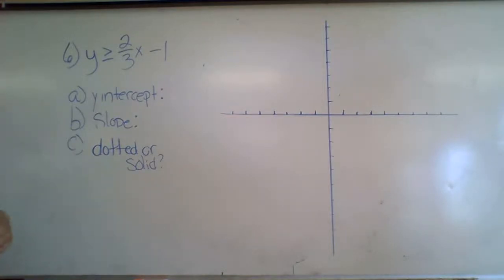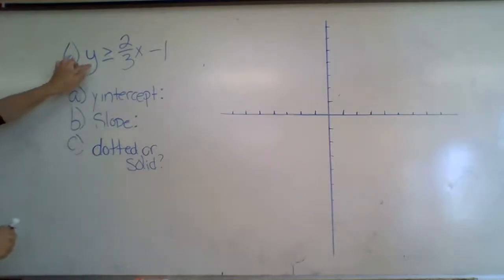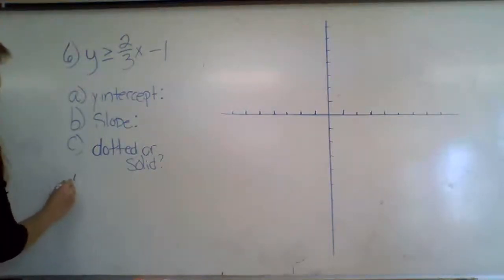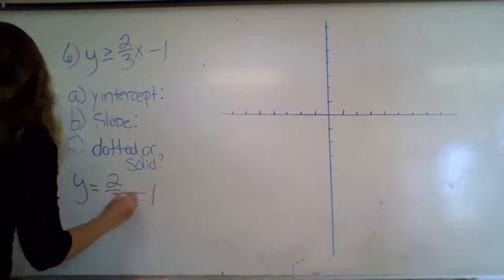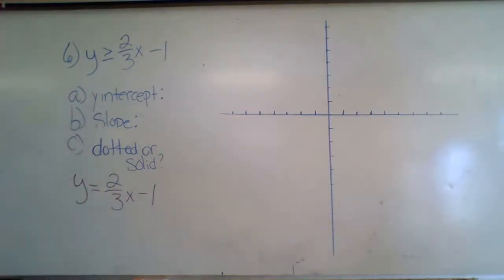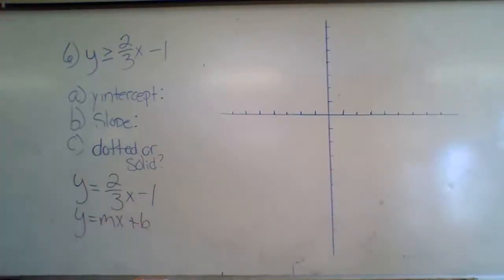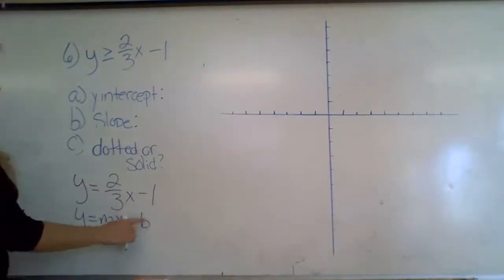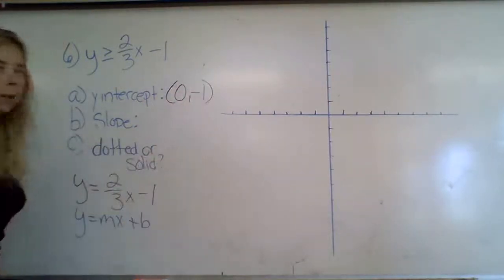Here we go. So your first step is, we're going to rewrite this with an equal sign. So that is y equals 2/3 x minus 1. Now this is something we can graph. Remember, this is y equals mx plus b. So what is your y-intercept? Your y-intercept is -1. So go ahead and graph that point.